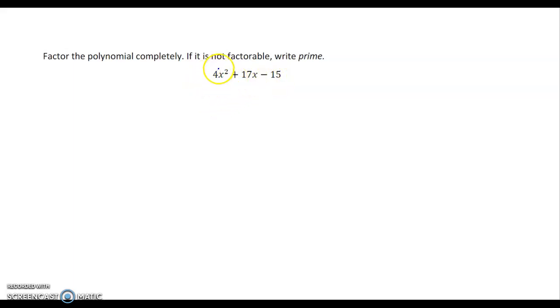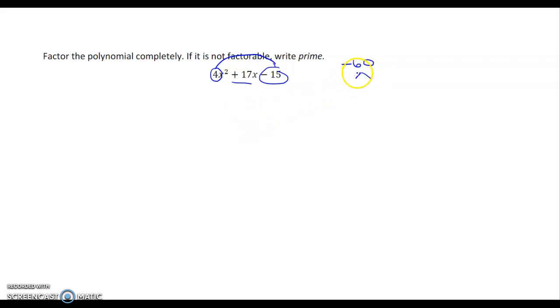So in this case, what we're going to do is the rainbow method. The rainbow method, what you do is you multiply the first term by the last term. So this is why it's the rainbow method. See? Little rainbow. We'll have 4 times negative 15, which gives us a negative 60.